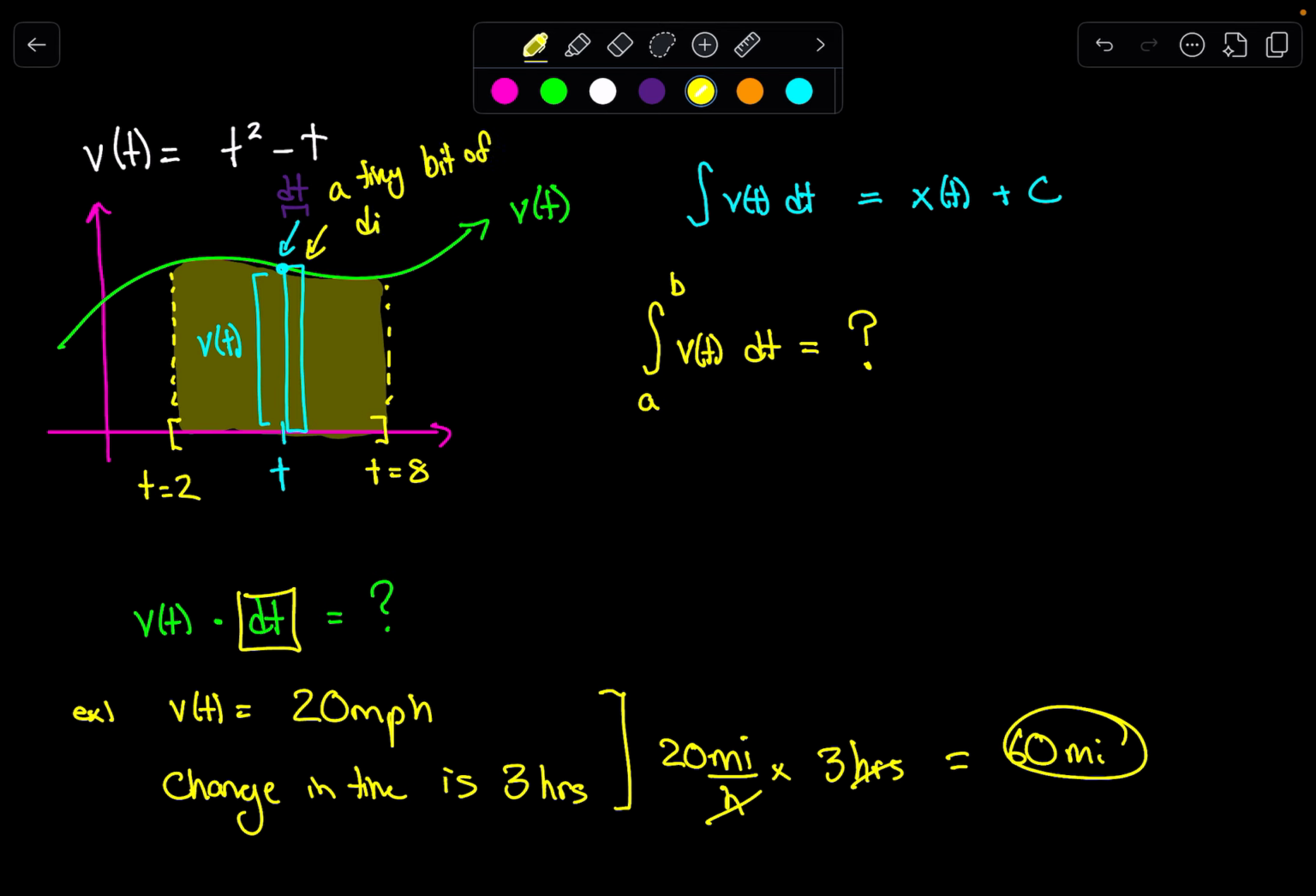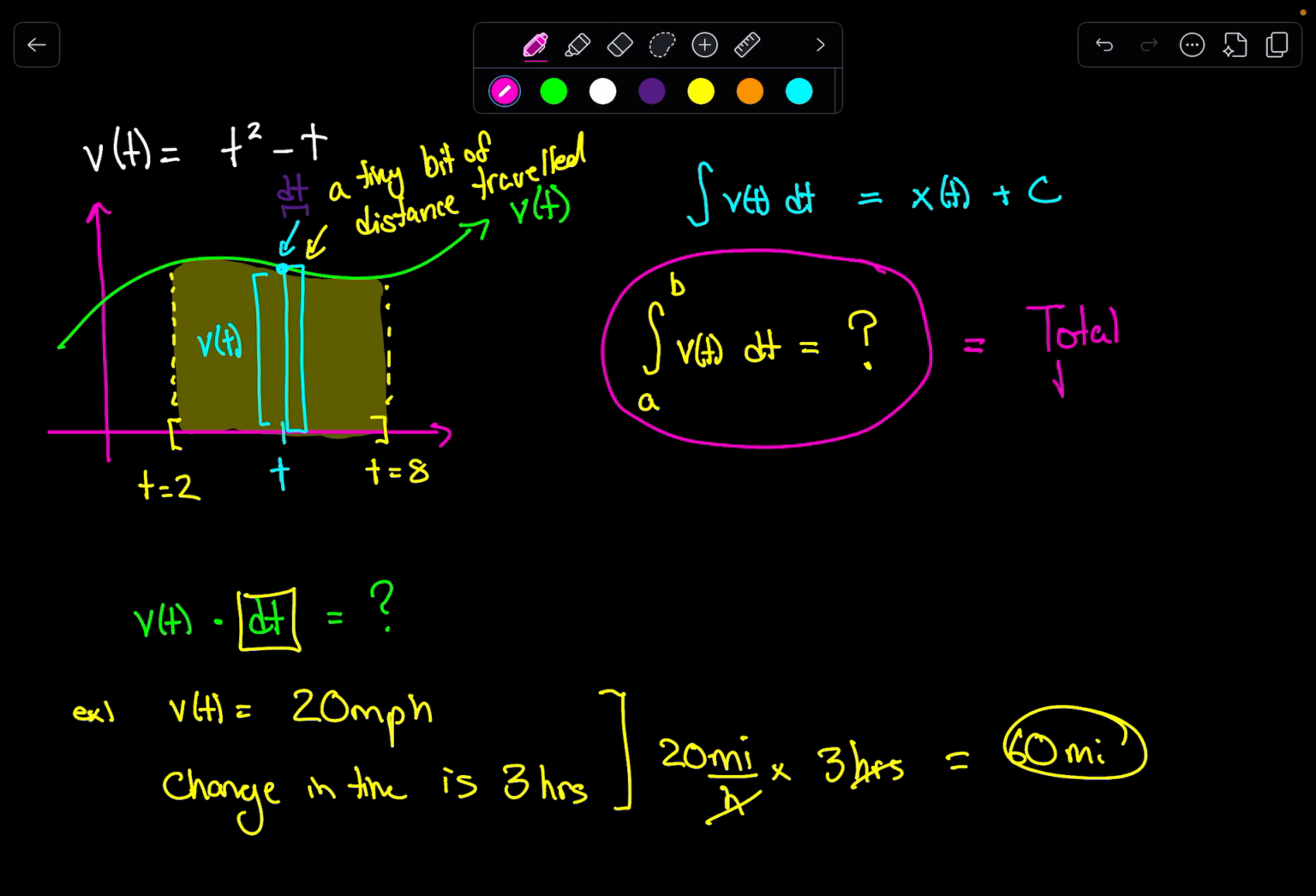And so each of these little rectangles represents a tiny bit of, I'm going to lie to you for a second, a tiny bit of distance traveled. You're not going to realize why this is a lie right now, but just bear with me. So what the definite integral represents, in this particular case, I'm going to start using a different word, is your total displacement from time t equals a to t equals b.